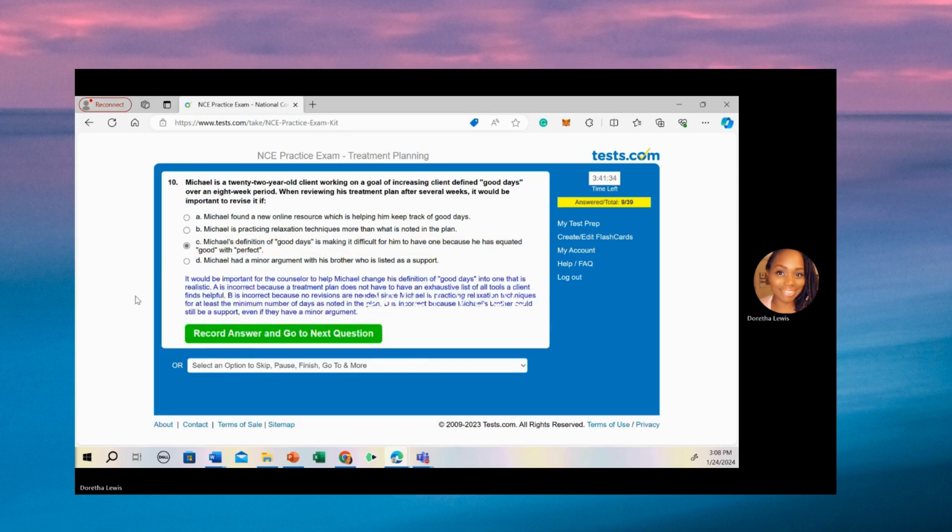You're going to go with C. It would be important for the counselor to help Michael change his definition of good days into one that is more realistic. A is incorrect because a treatment plan does not have to have an exhaustive list of tools a client finds helpful. B is incorrect because no revisions are needed since Michael is practicing relaxation techniques for at least the minimum number of days as noted in the plan. D is incorrect because Michael's brother could still be a support even if they have a minor argument.